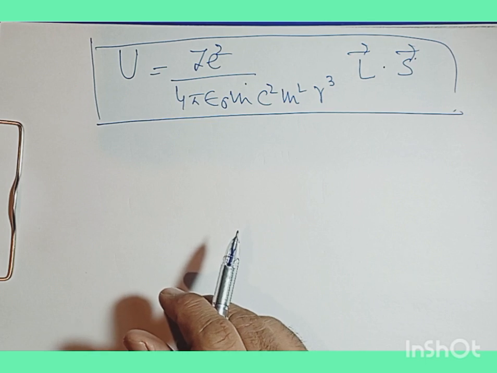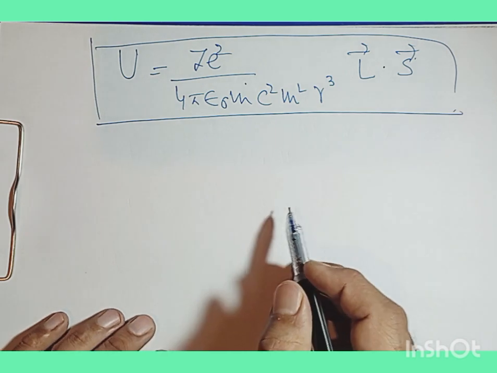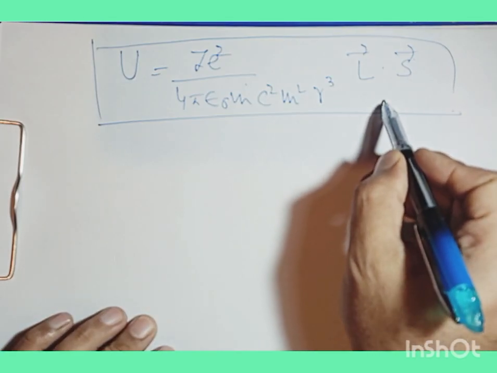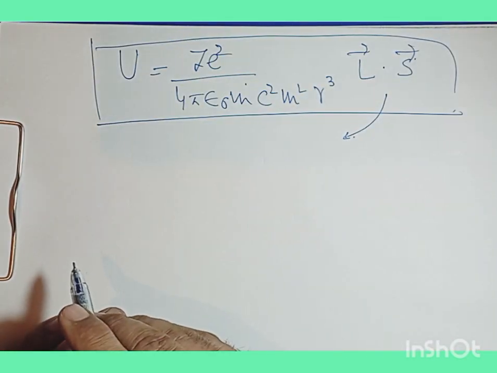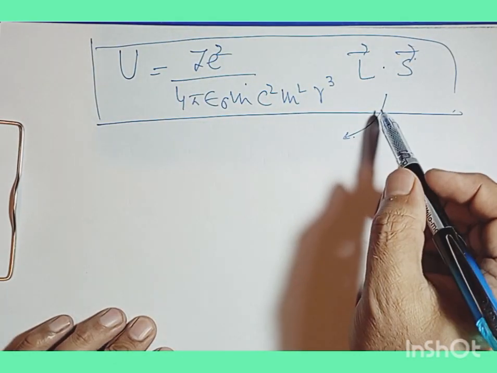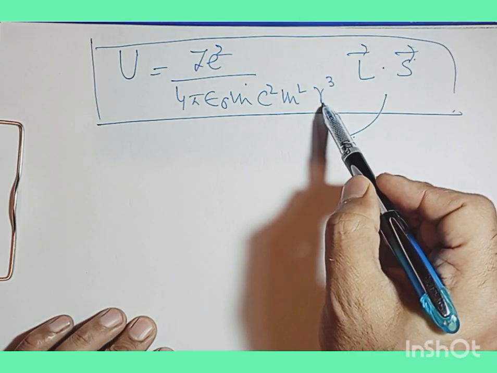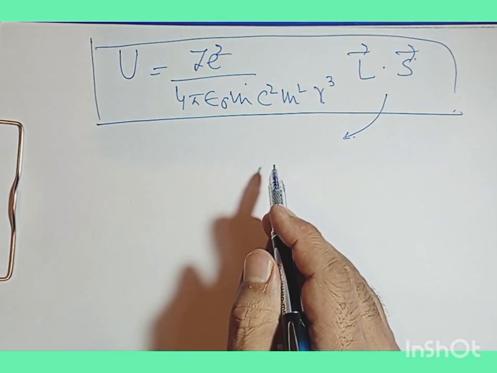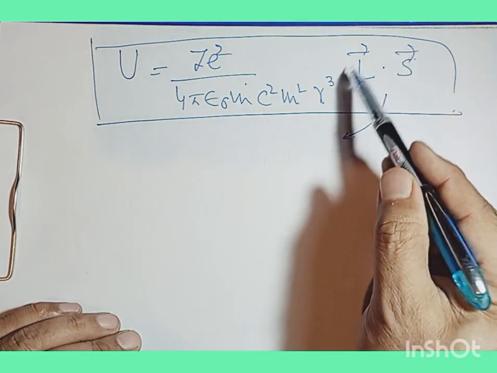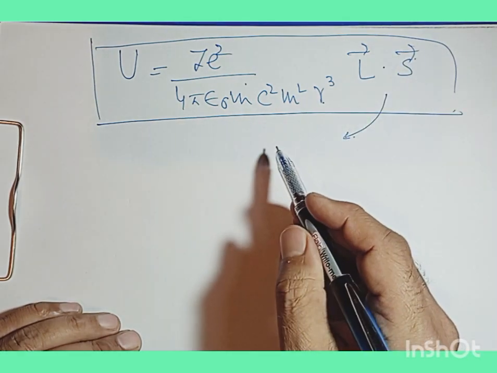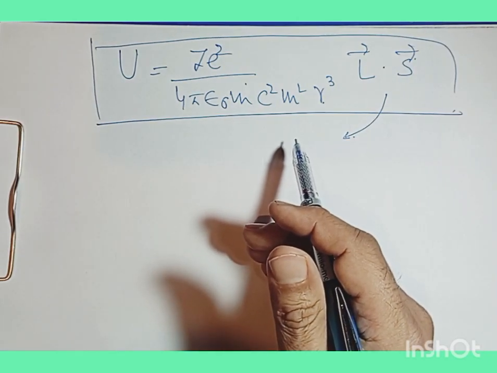Now what we want from here is to have the operators of L dot S, and we want the operator of r. So we want to evaluate this L dot S vector in terms of operators, and acquire the final solution for it.